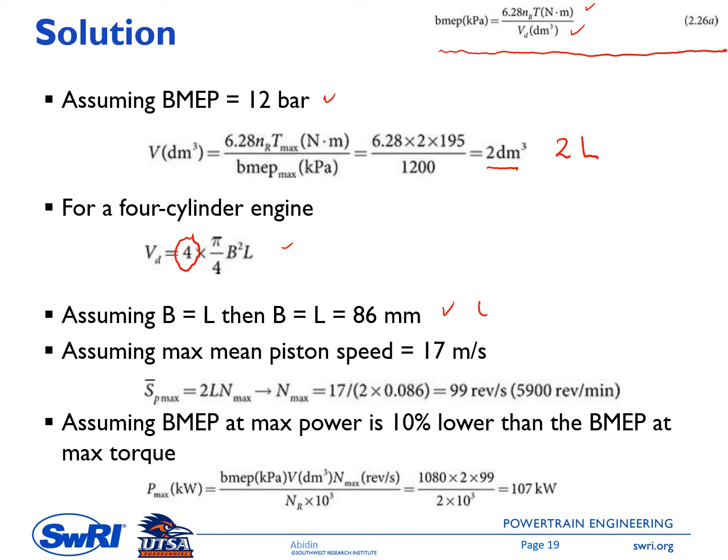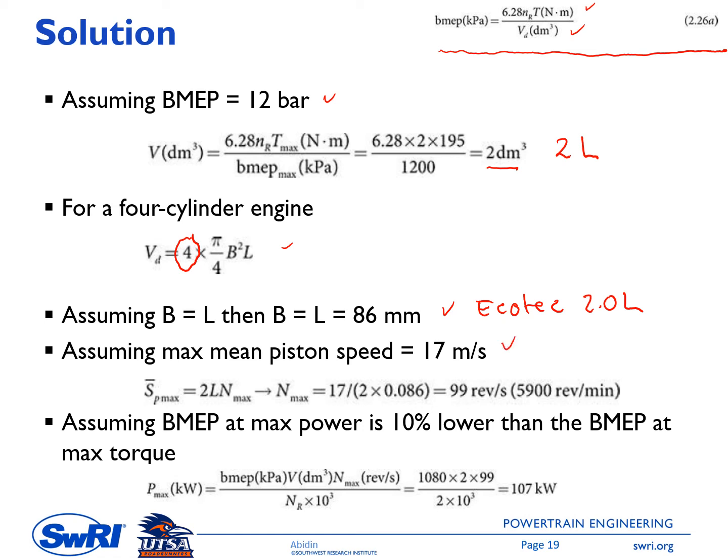I believe this is the Ecotec engine. You can check it. Okay, this is the Ecotec engine from GM, the Ecotec 2.0 liter. The next one, we assume the maximum mean piston speed. Let's take 17 meters per second.